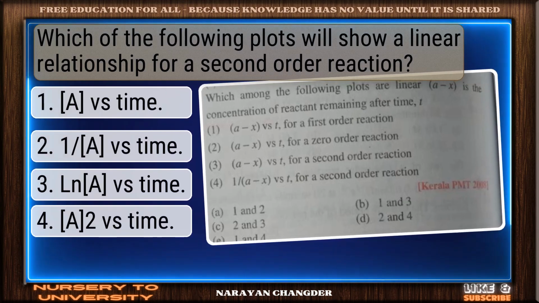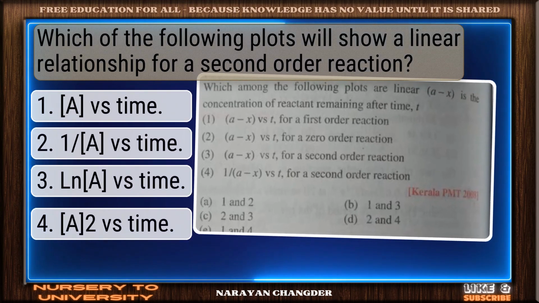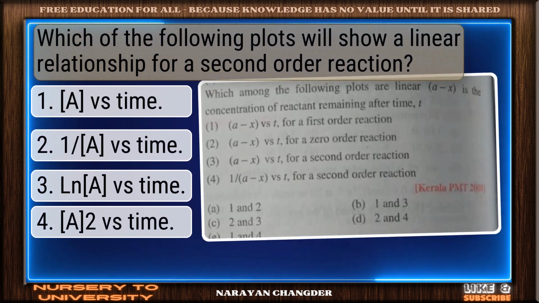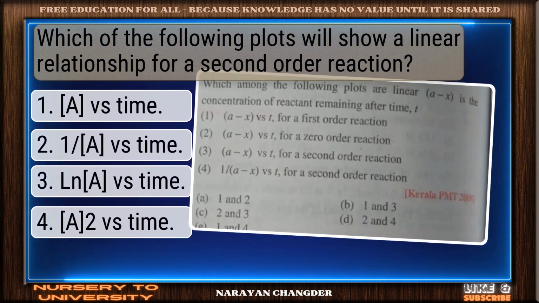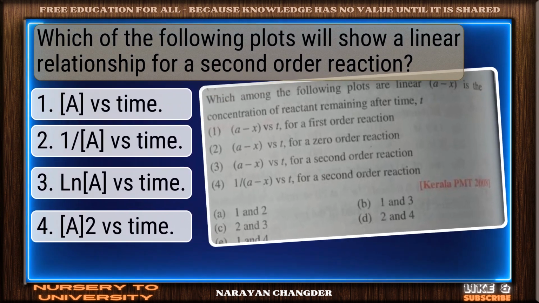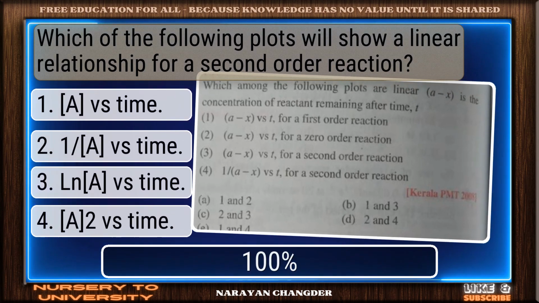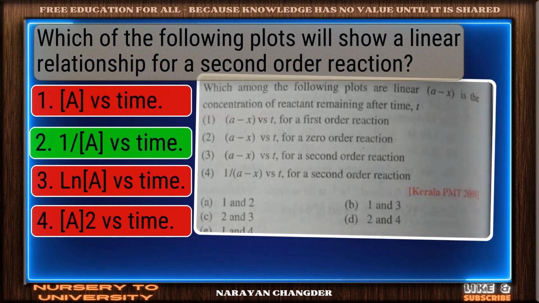Which of the following plots will show a linear relationship for a second-order reaction? Option 1, [A] vs time. Option 2, 1/[A] vs time. Option 3, ln[A] vs time. Option 4, [A]^2 vs time. Yep, 1/[A] vs time is correct.